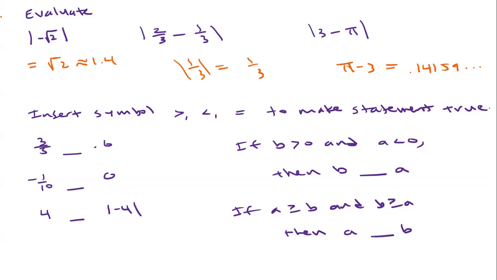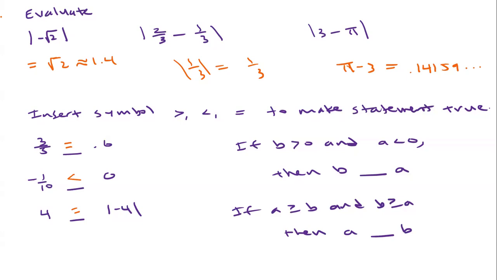Okay, and then this one here, we want to insert the symbol greater than, less than, or equal to. So 3/5 and 0.6, those are the same, aren't they? 3 divided by 5 is 0.6, so these are equal. Negative 1/10 is less than 0. And then 4 and negative absolute value of 4, that's going to be the same, right? Because the absolute value of negative 4 is positive 4, so these are equal.